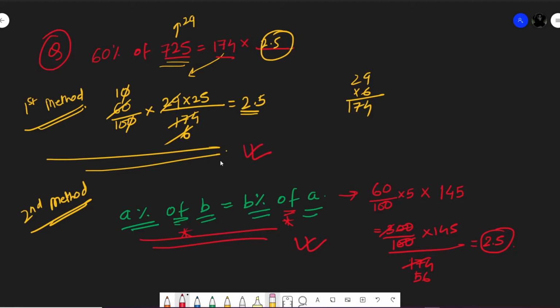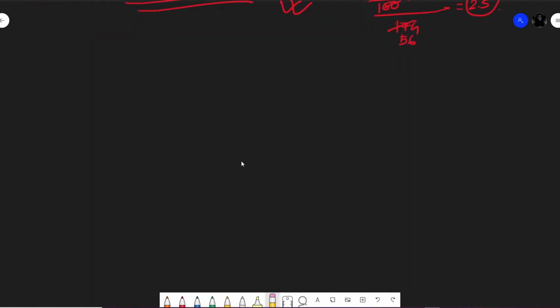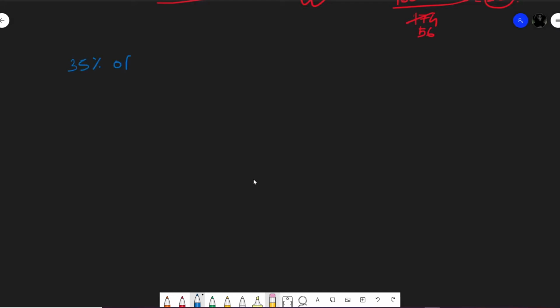This is one method and this is another method. This method will be used in a lot of cases in the future sums. You will get to know this after some time. So let's do another sum. We'll do a lot of sums today. Now do another sum: 35% of 480. Do this. I'm giving you a time of 15 seconds.